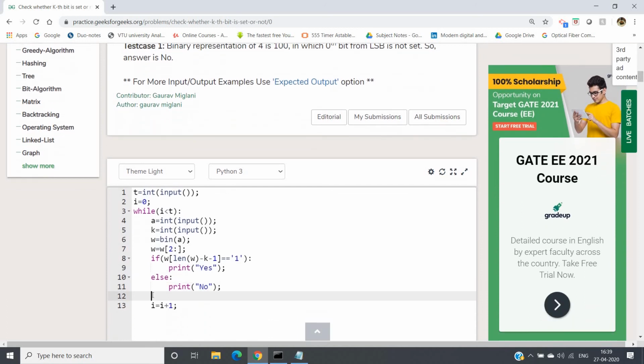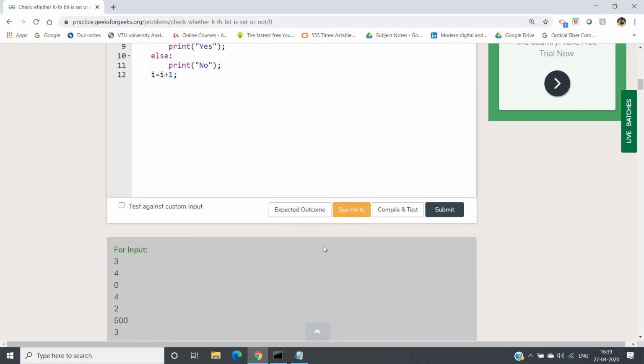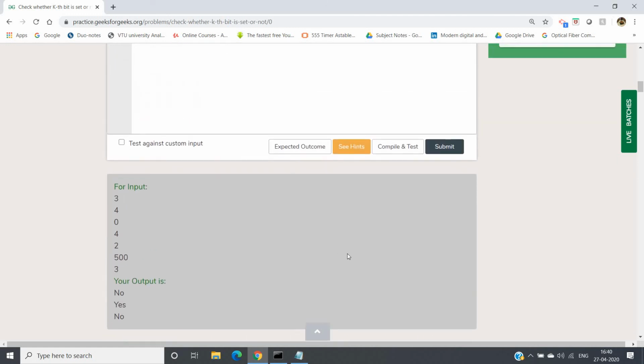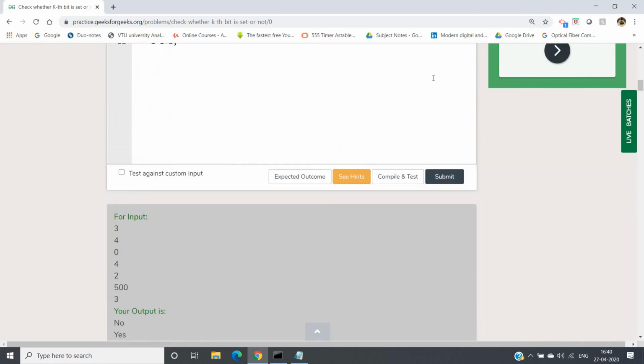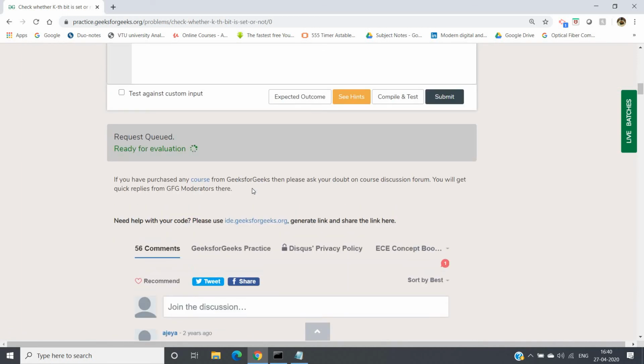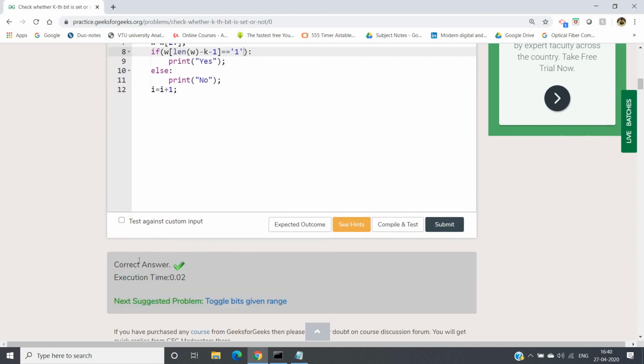Okay, so let me just compile this. Whether we have any syntax error or not, we can easily determine. So no syntax error, and you can check no, yes, no, and here also no, yes, no for the input. So let me submit this and check whether it is successfully applied on all the hidden test cases or not. Yes, see, correct answer, execution time 0.02 second.